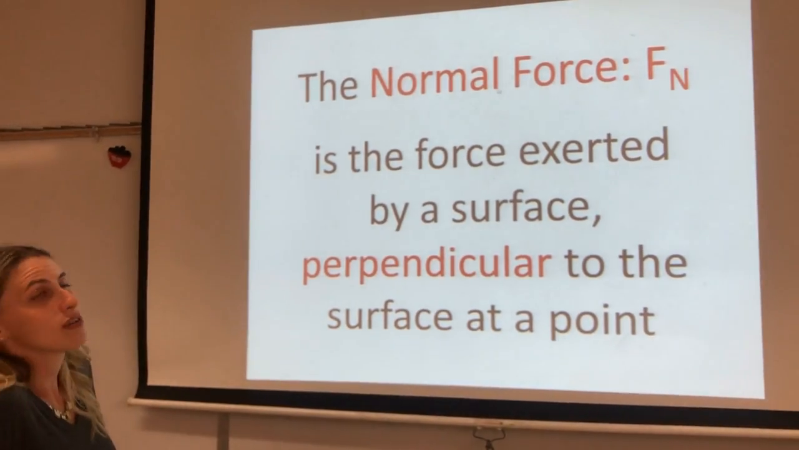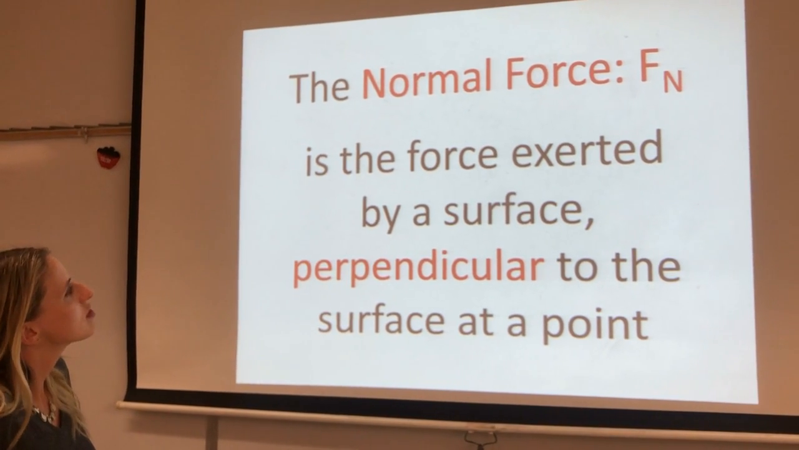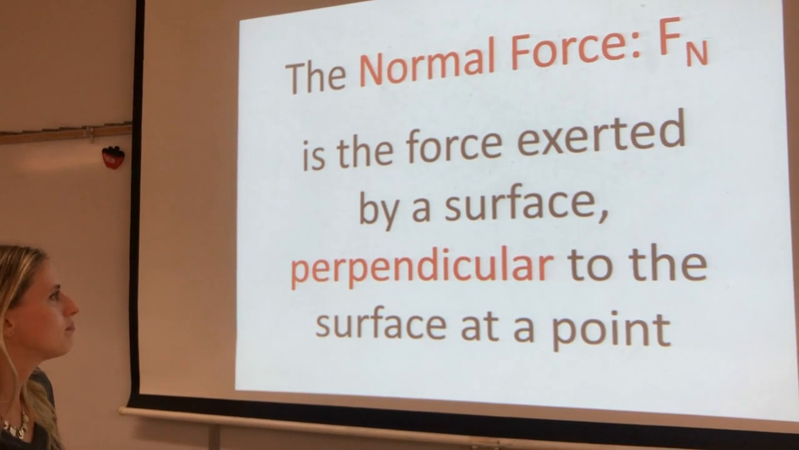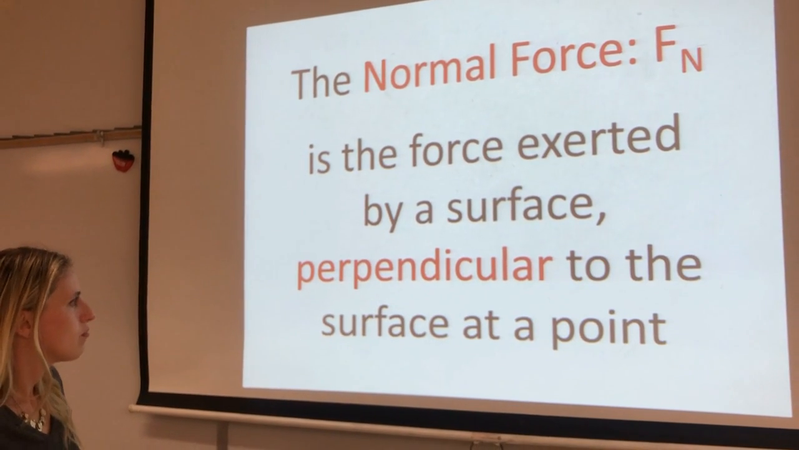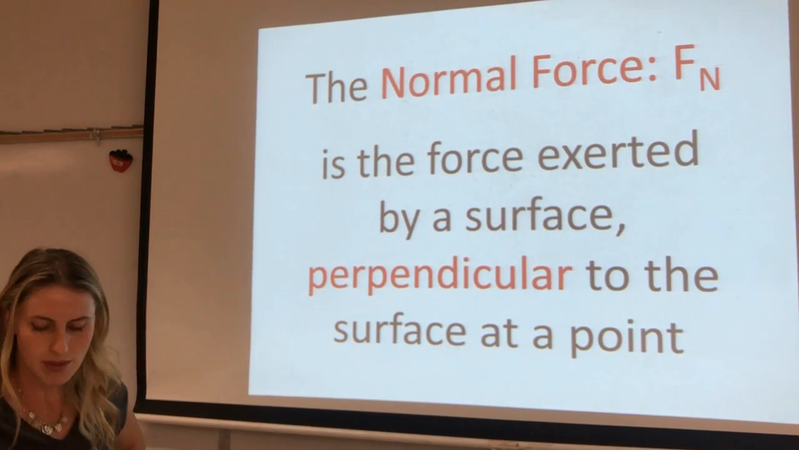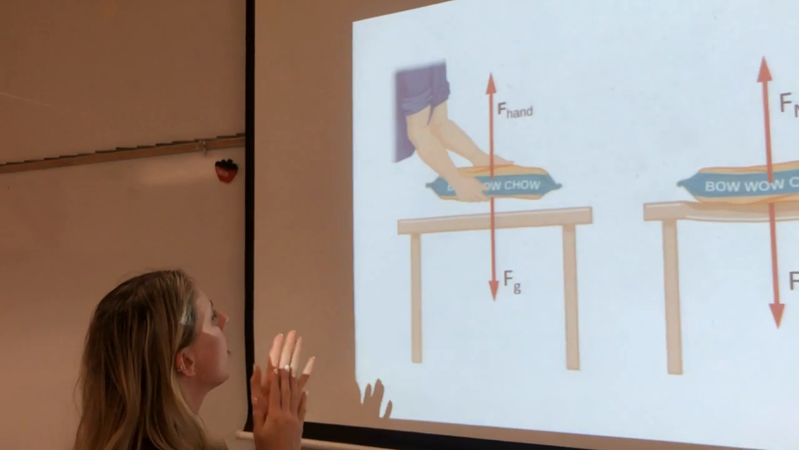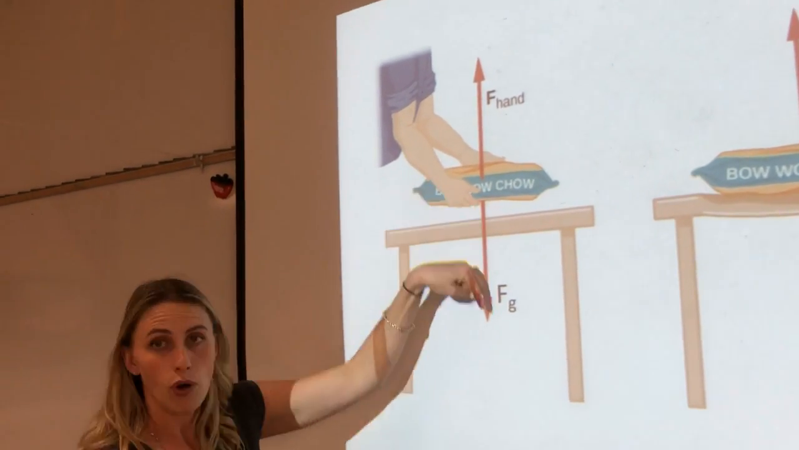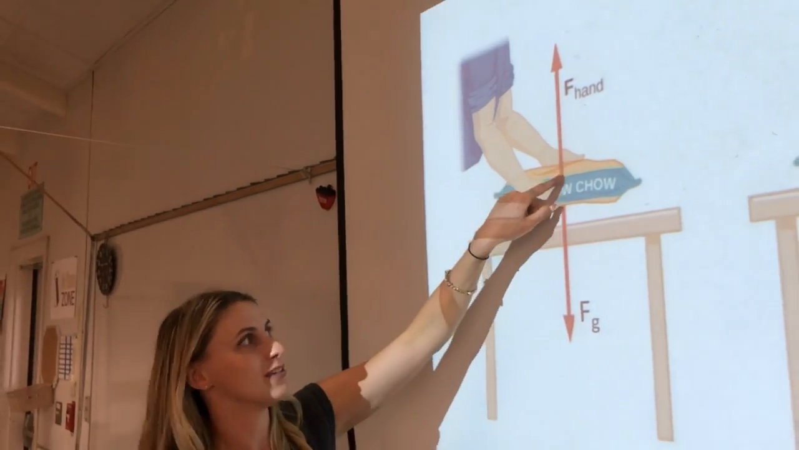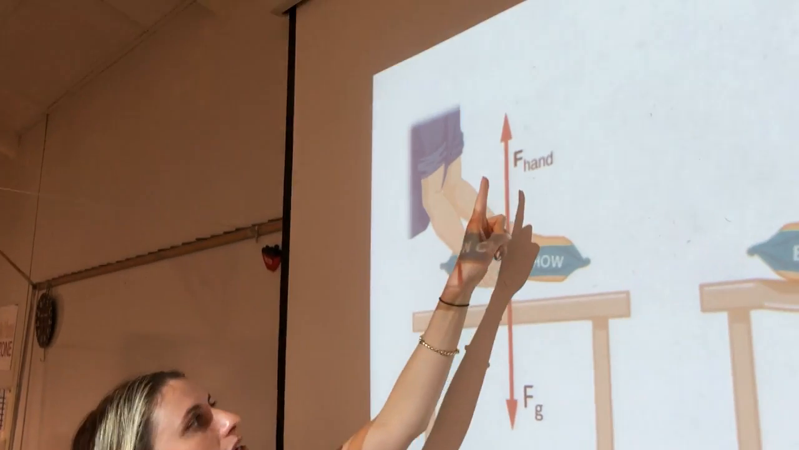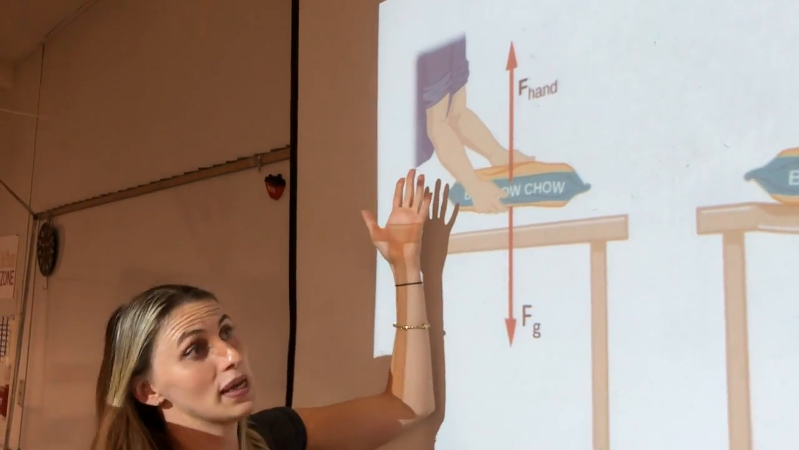New word alert. The normal force, we call it Fn, is the force exerted by a surface perpendicular to the surface at a point. What does that mean? In this first picture, we have the force of gravity pulling the dog food down, right? And what force is pulling it up here? Force of the hand, okay?